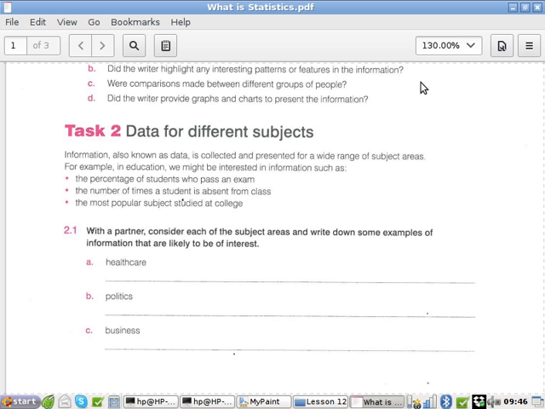Dildar? Hospital, doctor, nurse. Yeah, but what about hospital, doctor and nurse? How many hospitals, how many doctors, how many nurses? Yeah. Mohammed? Number of ambulances, number of pharmacies. Good. Okay, now what's the next one? Politics.